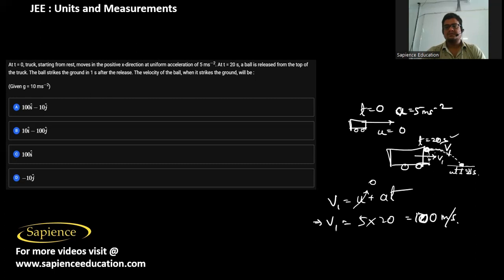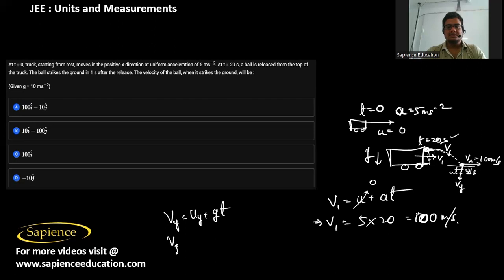Will come downwards with how much speed? So the x component of the velocity will remain the same, that is 100 meter per second, that is vx. And vy will be equal to uy plus gt, since g is acting vertically downwards. So vy is the y component of the final velocity of the ball when it strikes the ground.